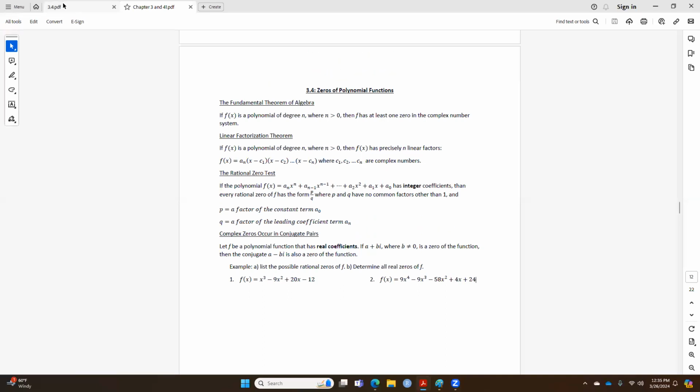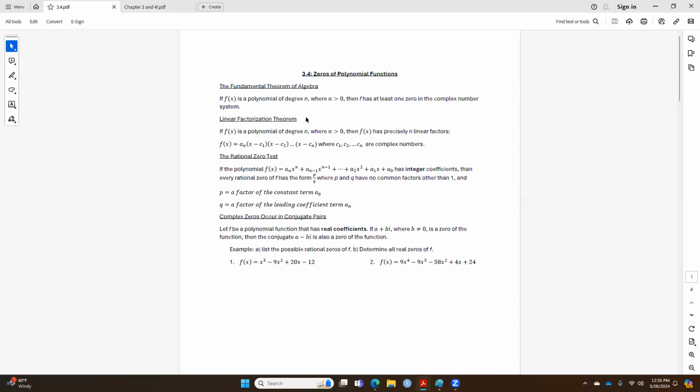Okay, so the first thing I want to point out in 3.4 in this case is what kind of zeros can we have. So we have what we call as rational zeros. Okay. So what is rational zeros? Rational zeros are zeros that can be represented by fraction.